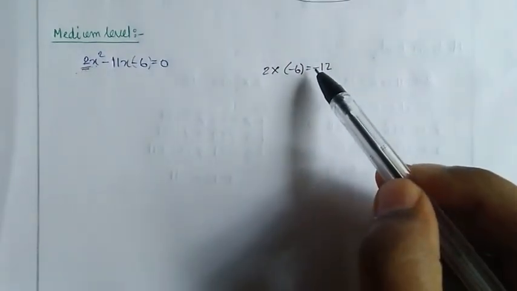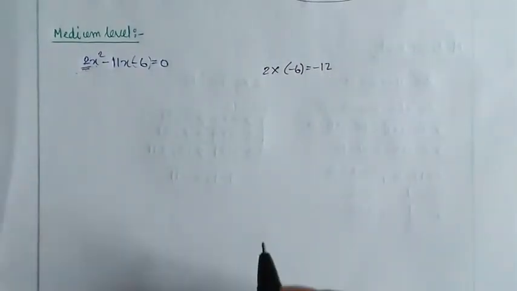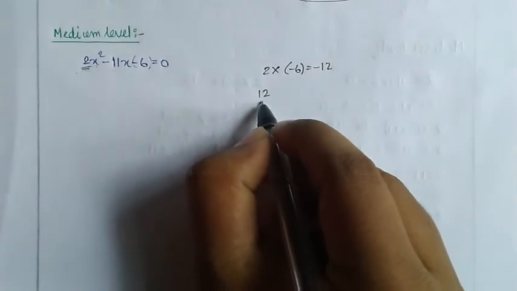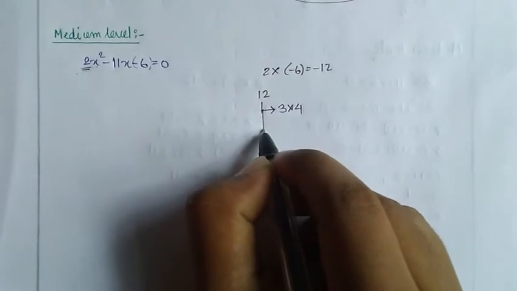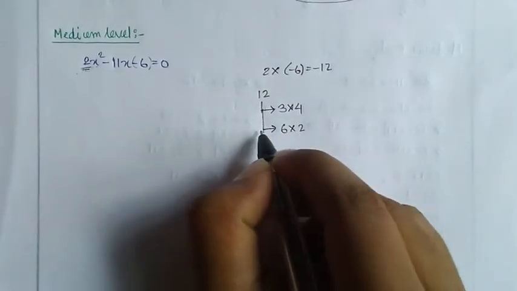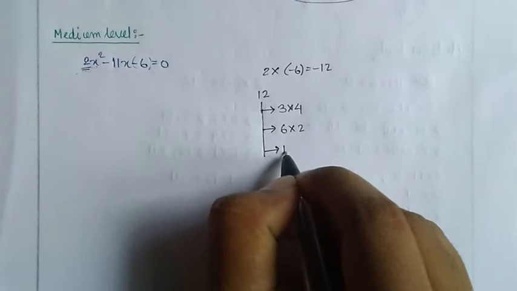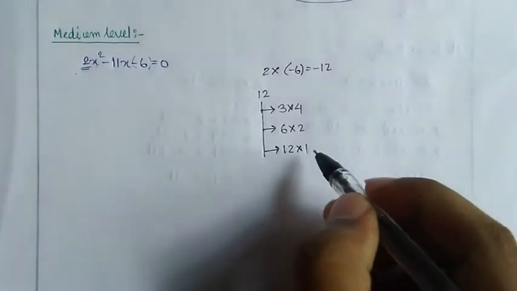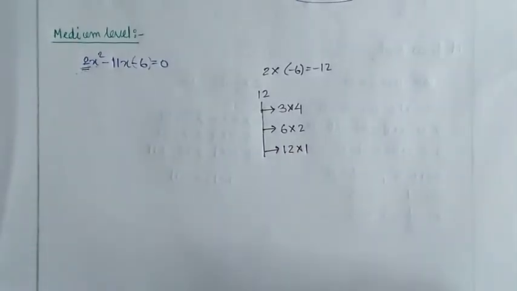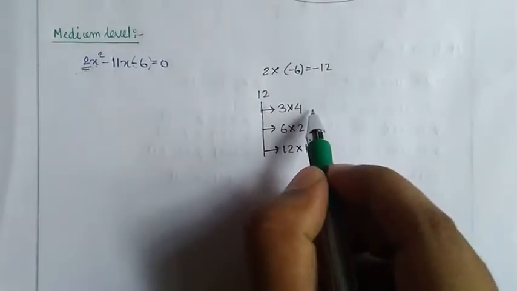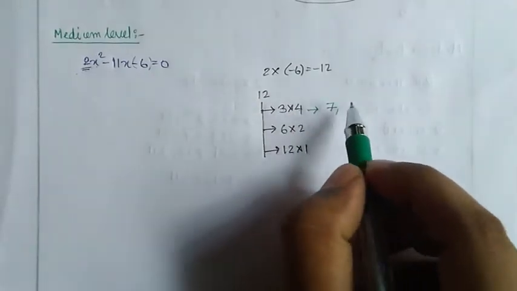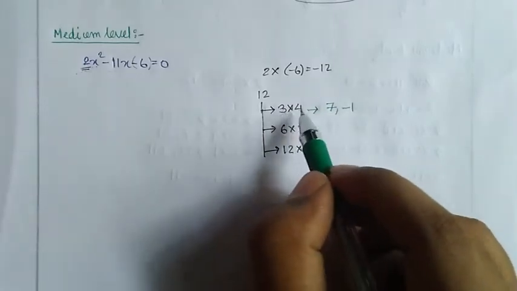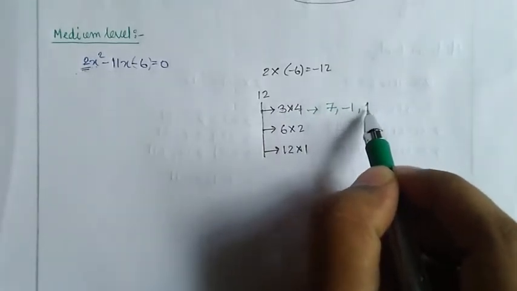Now let's put the minus sign aside and factorize 12. 12 can be written as 3 into 4. It can again be written as 6 into 2 and 12 into 1. The rest of the procedure is same. Now taking the first pair of factors, adding 3 and 4 we get 7. 3 minus 4 is minus 1. 4 minus 3 is 1.